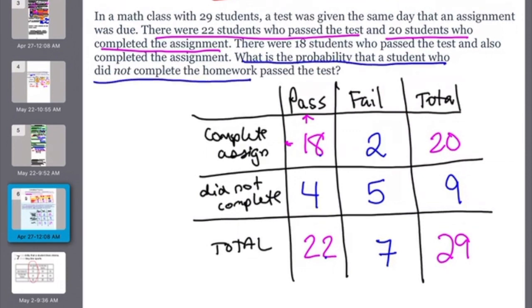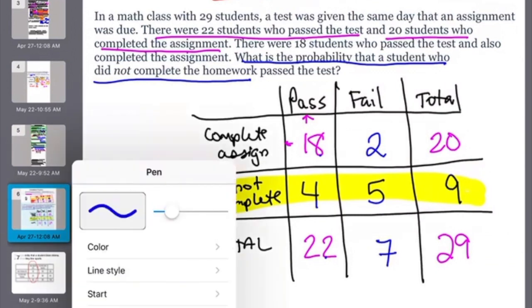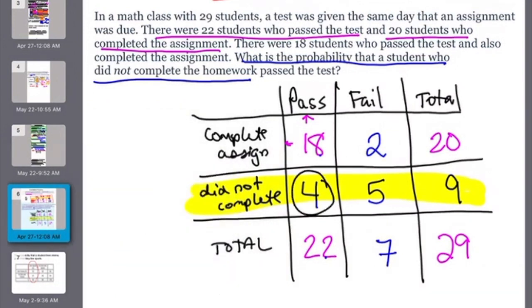What is the probability that a student who did not complete the homework, so there's the world I'm in, did not complete the homework? So I'm only looking within here, and highlighting it really helps. Pass the test. So within there, I want to see how many passed. So it's 4 out of 9 because 4 did not complete it. 4 passed the test out of the 9 who did not complete the assignment.